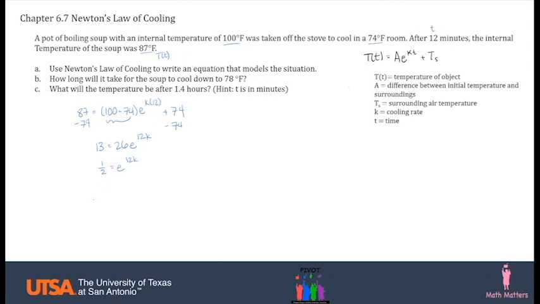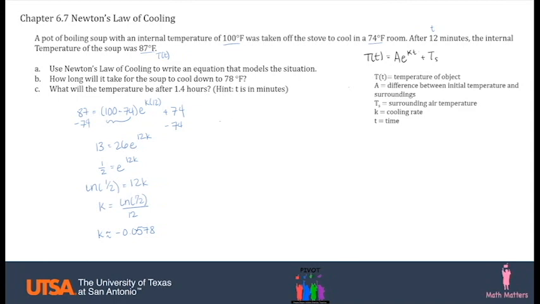Take the ln of both sides. So ln 1/2 equals 12k. So k, our cooling rate, is going to be the natural log of 1/2 divided by 12. If we plug this into the calculator and round it, we get approximately negative 0.0578. So this is our k value, our cooling rate.